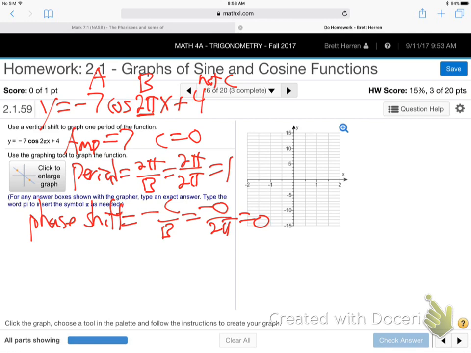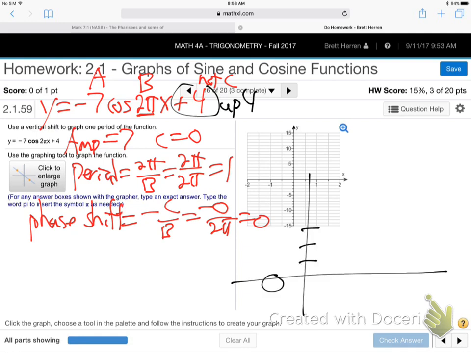So we've got that. Now let's go to the actual graph. And then the plus 4 means move the graph up 4, as we know. Okay, let's try that. So here's the 0. Let's move it up 1, 2, 3, 4. So up 4 is the new midline. Is that good? So that's the new midline.